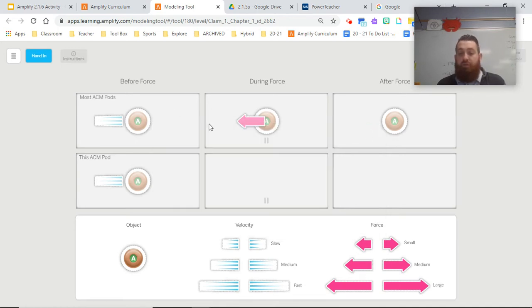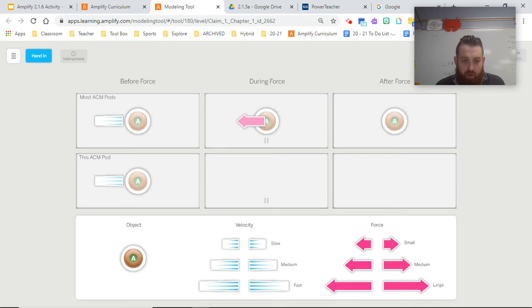So the first row is showing you what should have happened with our pod. The pod should have had a medium velocity as it approached our space station. It should have applied the thruster force in the opposite direction, pushing against its overall velocity, and then bringing it to a stop. Notice the force here is a medium force equal to its velocity, causing it to stop. So that's what should have happened. We are going to use this bottom row here to show what happened for claim 1, or what could have happened for claim 1.